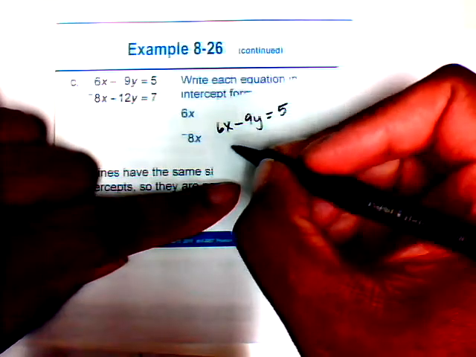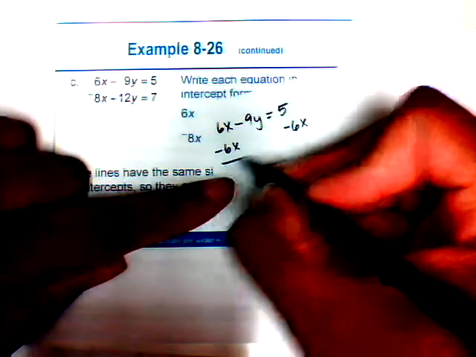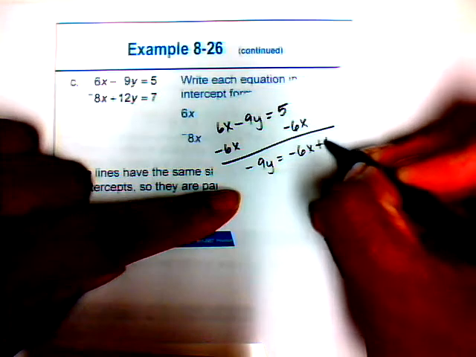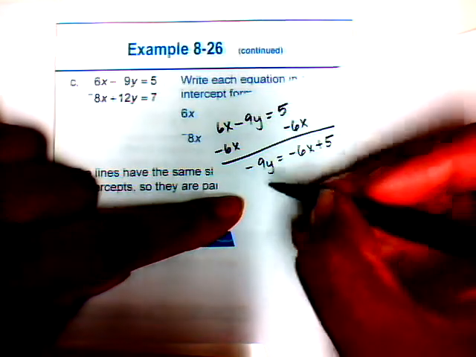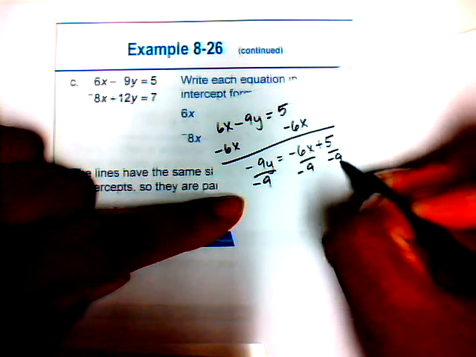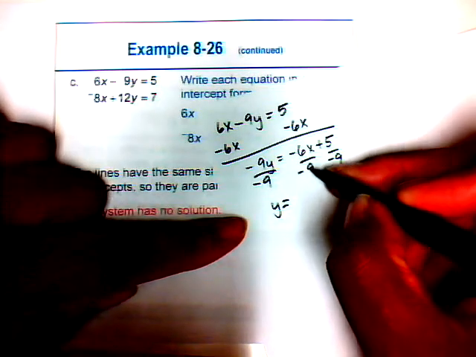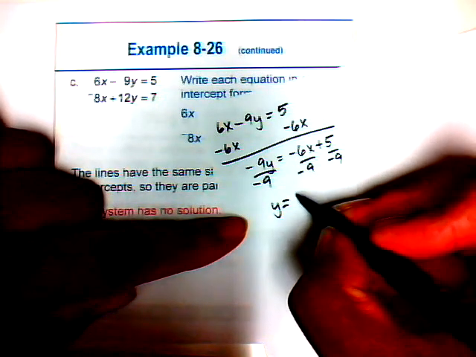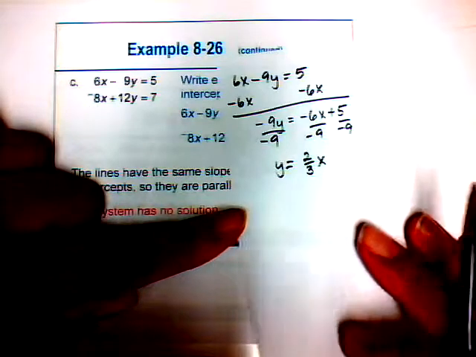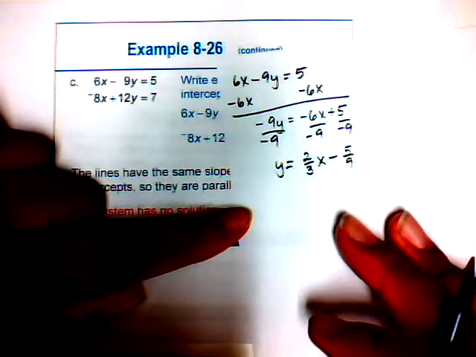We'll start with that one. We want to get the y by itself, so we need to subtract 6x on both sides. So now you get negative 9y is equal to negative 6x plus 5. And then going to divide each and every term by negative 9. So now you got y is equal to negative 6/9, if you reduce that, it'll be 2/3. So it'll be 2/3 x minus 5/9. Okay.